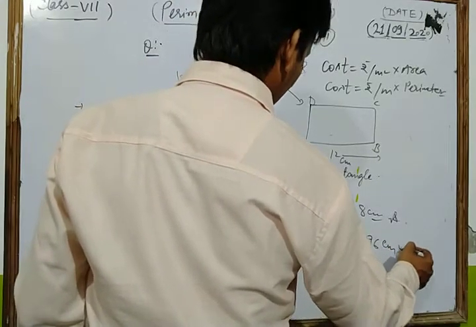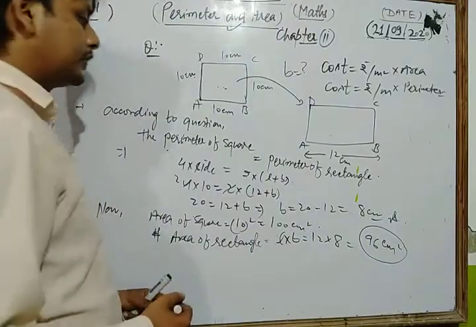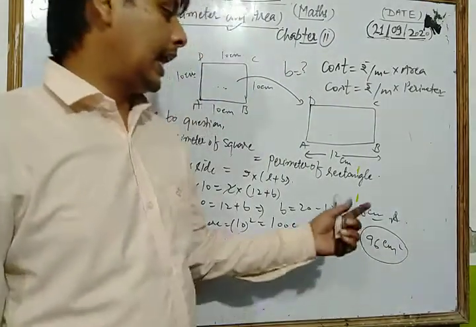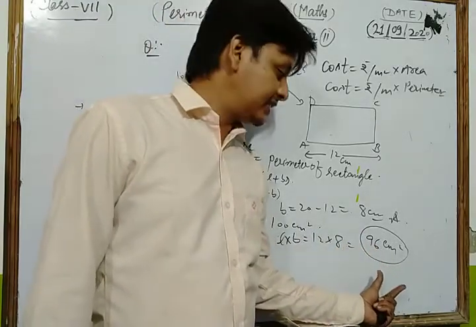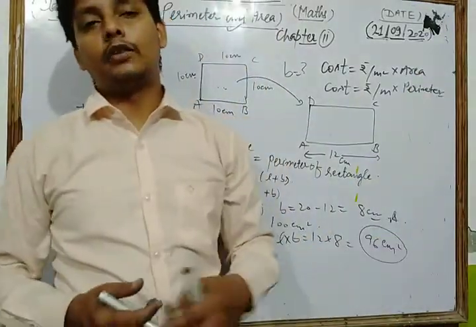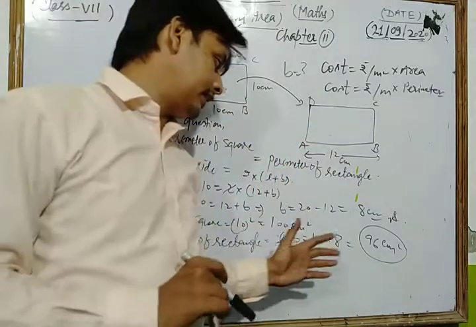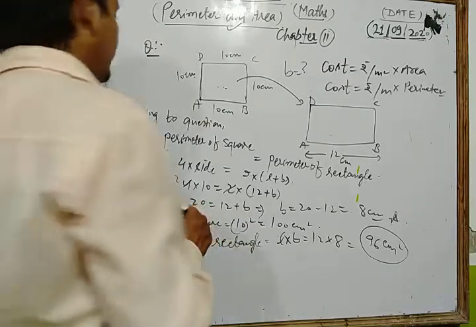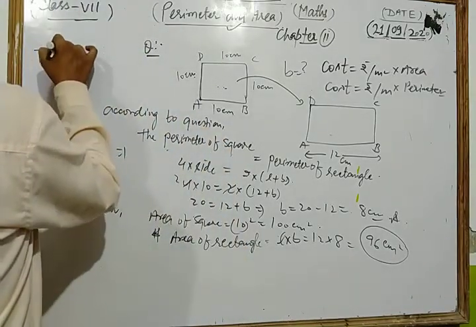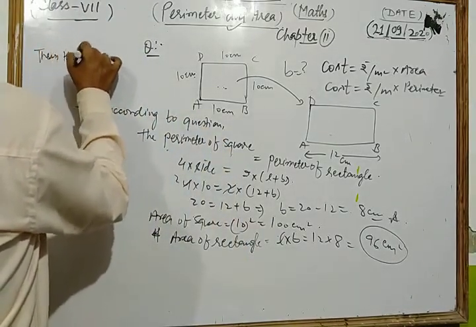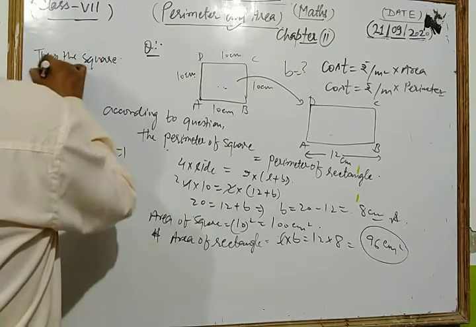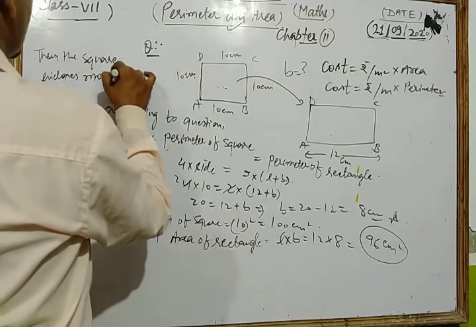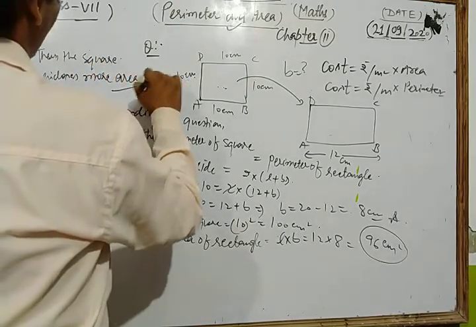96 centimeter square. Dear student, in this way we observe that the area of the square is 100 centimeter square and the area of the rectangle is 96 centimeter square. Thus in this way we can say that the square encloses more area. This is the final answer.